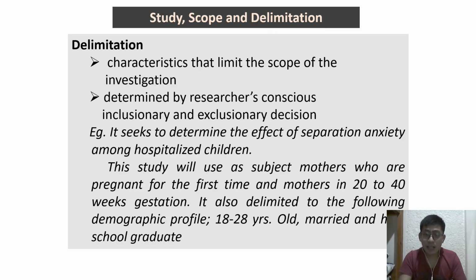In research, you should have study scope, delimitation, and limitation. Delimitation is the characteristics that limit the scope of the investigation. It determines the researcher's conscious inclusionary and exclusionary decisions. Such as in my study, Light in the Midst of Darkness, lived experiences of cancer patients, my delimitation is cancer patients in pediatric ages, so from 0 to 18 years old.